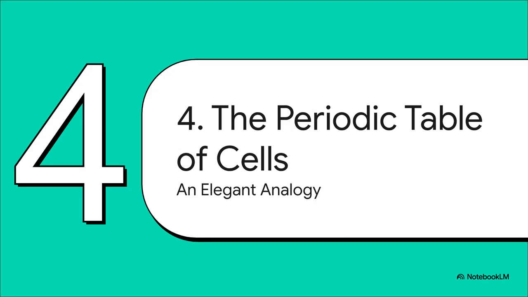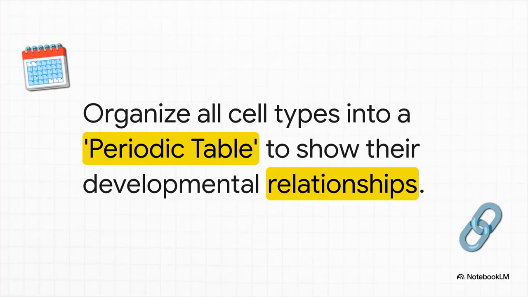So once they had this powerful new way to define cells, the researchers had their big aha moment. They realized they could finally organize all of biology's incredible complexity using a simple, elegant, and really familiar analogy. The big solution was to create a periodic table of cell types. The idea is, just like the chemical table organizes all the elements based on their fundamental properties, this new table could organize all the cell types based on their core identities and how they're related through development.